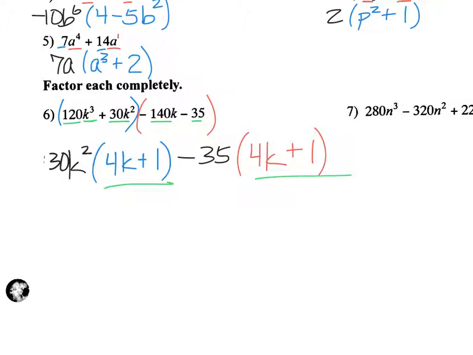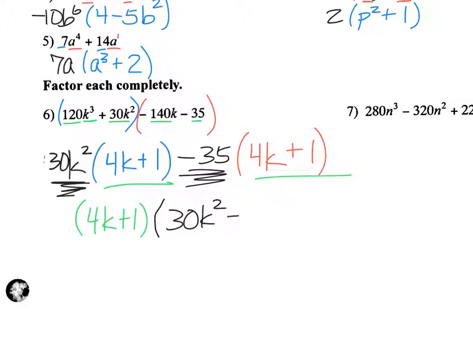So then what you do is you take that group and you bring it down. Then you take what you took out of each and you group that together in parentheses. So 30k squared minus 35. Okay.